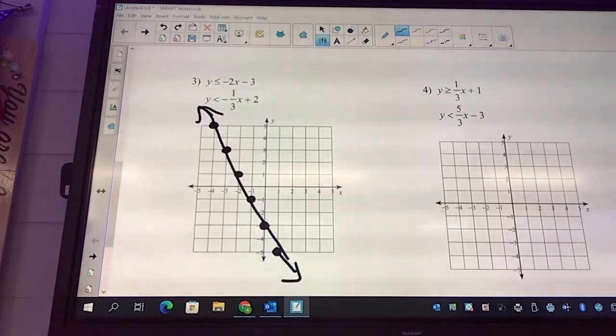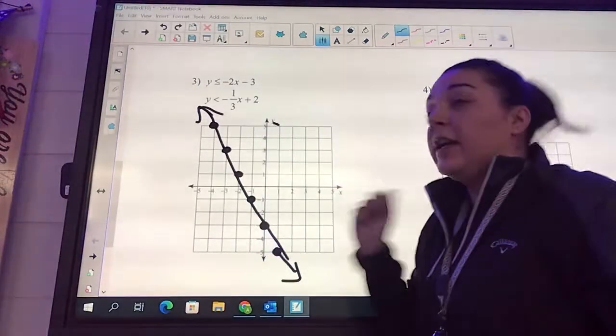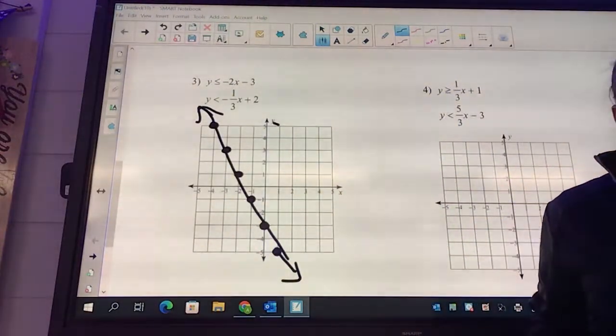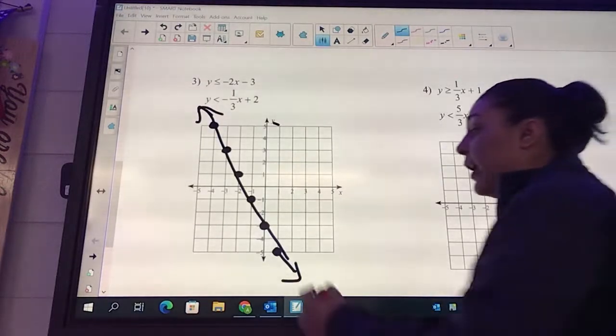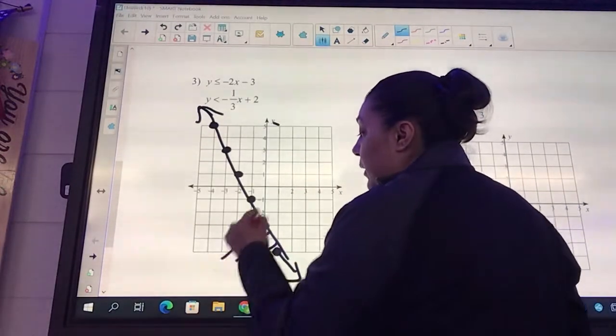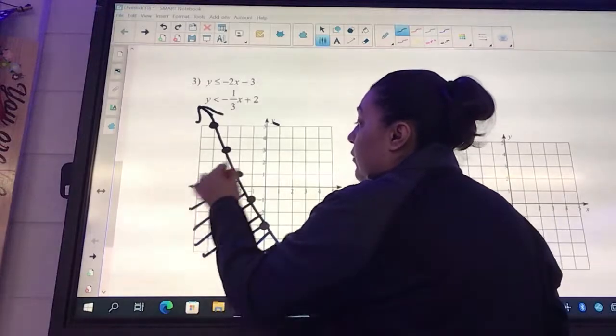Okay, now it says y is what? Less than. So am I going to shade the 5 side or the negative 5 side? Which is smaller? Negative 5. So this side I'm going to be doing this way.